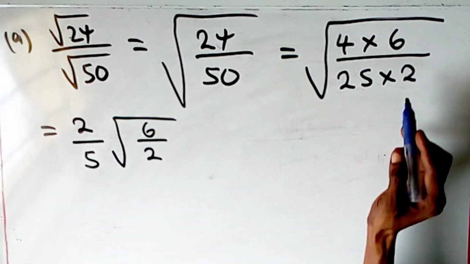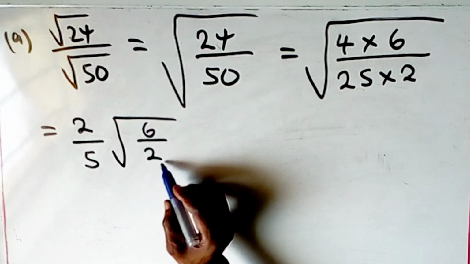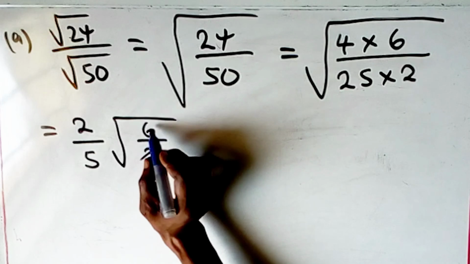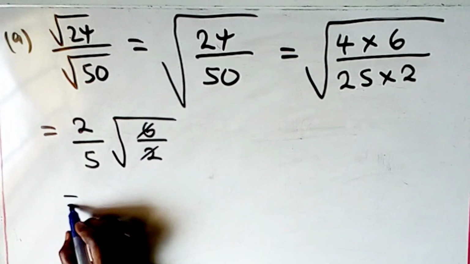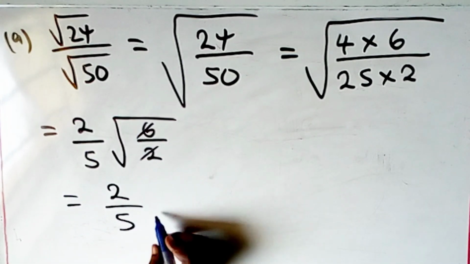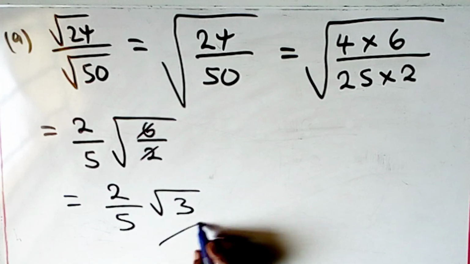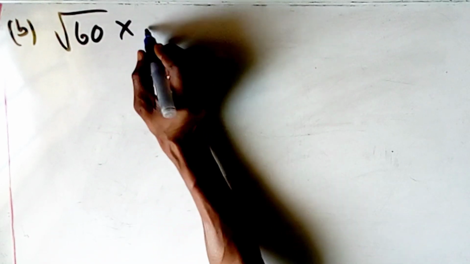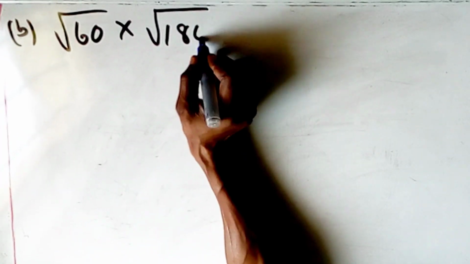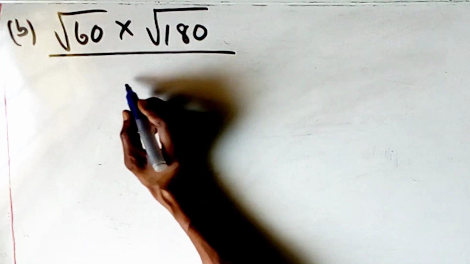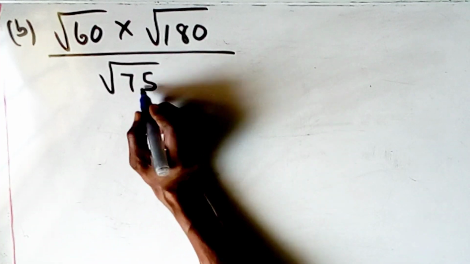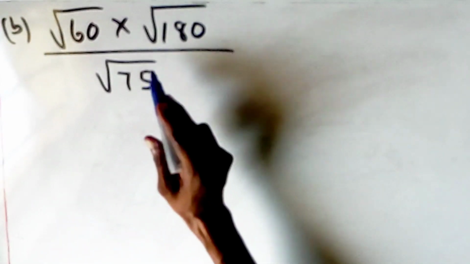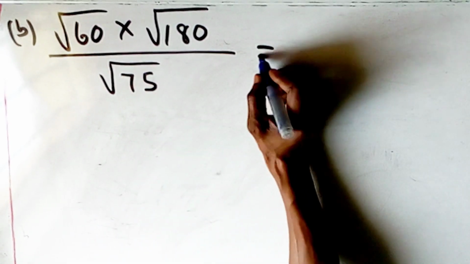So 2 into 6, that will give you 3. Remember, our root is still there, so the answer is 2 over 5 root 3. Then the next example, root 60 times root 180 over root 75. We're going to do the same thing. Let's simplify each of them.